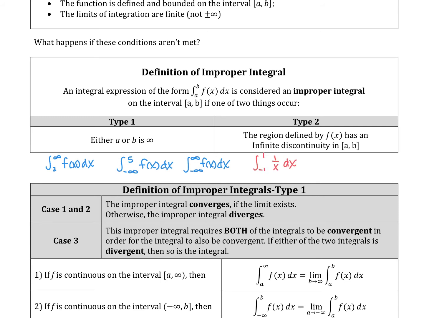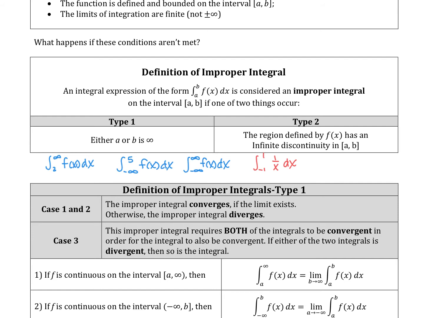Okay, why would this be considered improper? Well, we know that it has a vertical asymptote at 0, and therefore part of the graph is tending towards infinity as it approaches 0, and 0 is in the interval from negative 1 to 1, and so that makes it improper. So these are the two types of improper integrals that we're going to focus on.